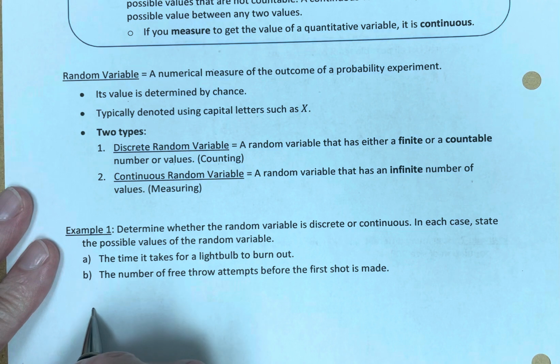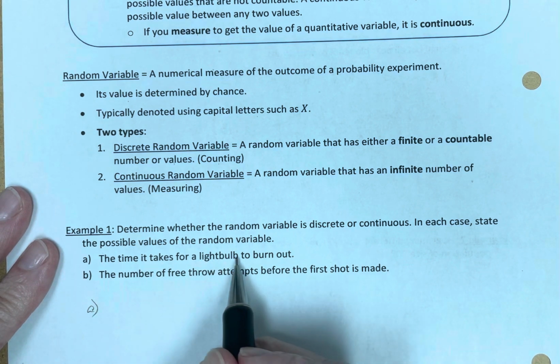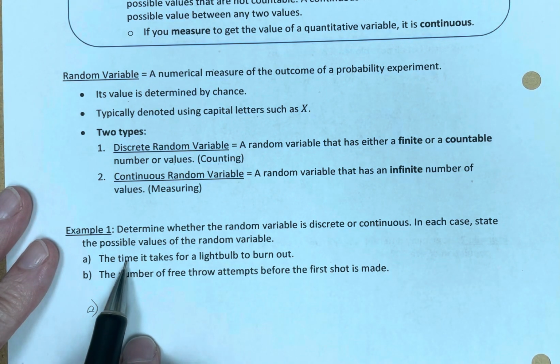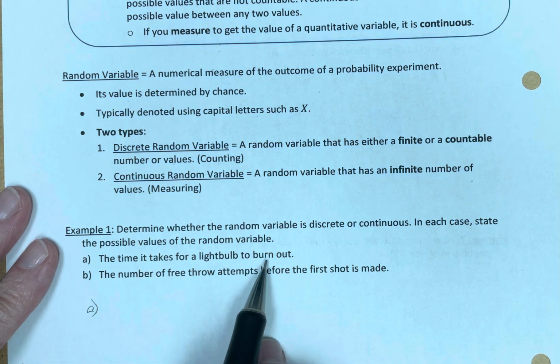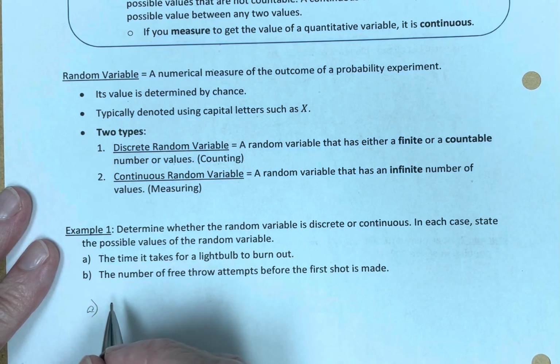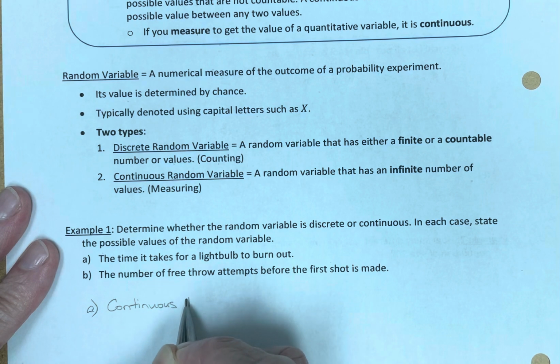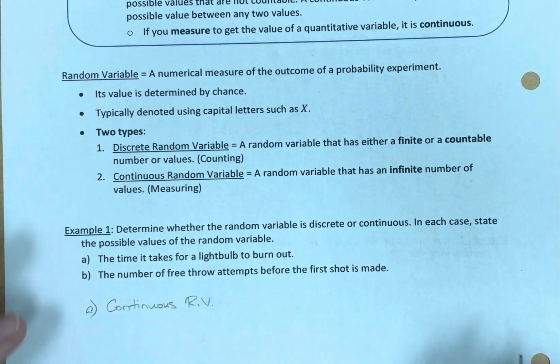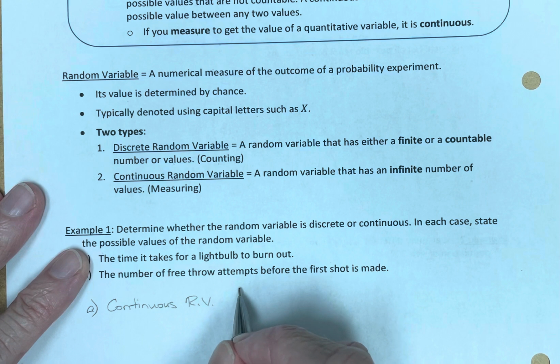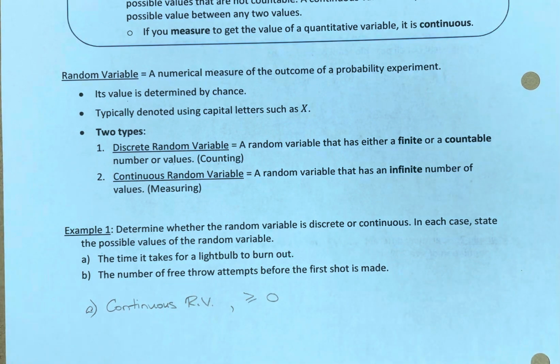Okay, letter A. The time it takes for a light bulb to burn out. Well, time is something we measure. We measure time. We might use a stopwatch, for example. Okay, we measure time. How long did it take? We're going to measure that. So this is a continuous random variable. Okay, and the possible values. Okay, anything greater than or equal to 0, right?